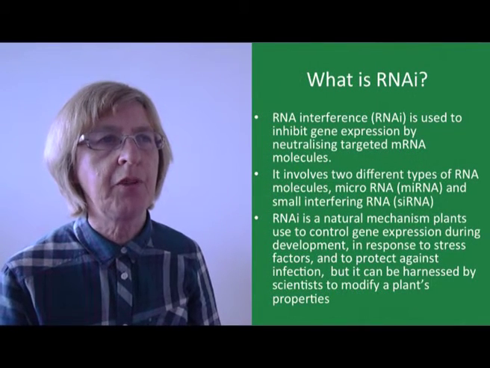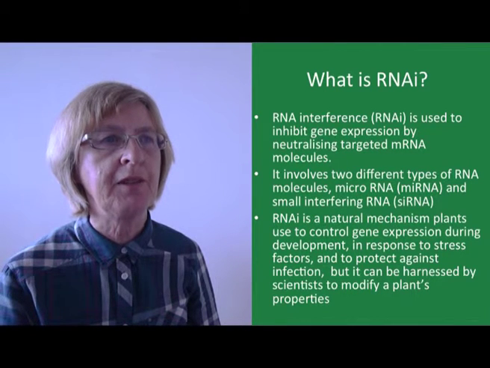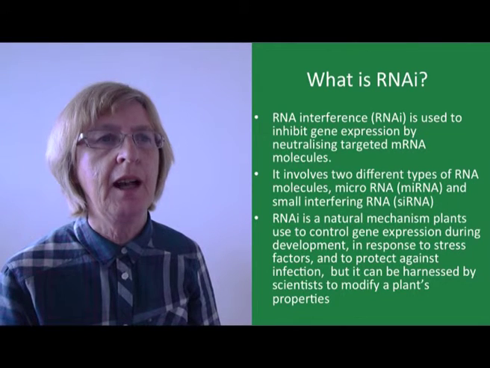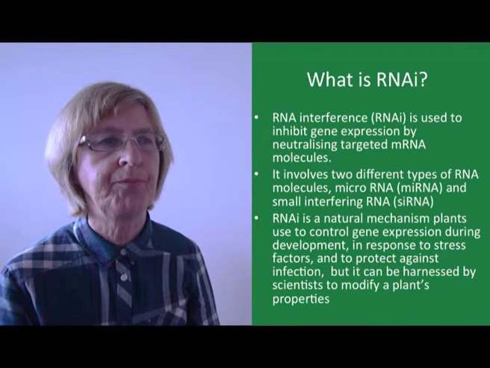So let's start with a look at what is RNAi. It's a mechanism that is used to inhibit gene expression by neutralizing targeted messenger RNA molecules. It can involve two different types of RNA, microRNA and small interfering RNA. An important point is that it's a natural mechanism that plants use to control gene expression during development, in response to stress factors, and to protect against infection.